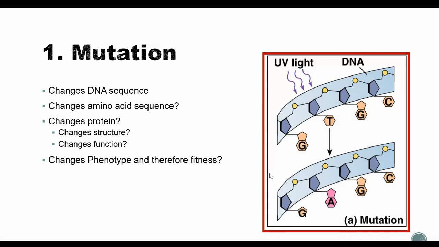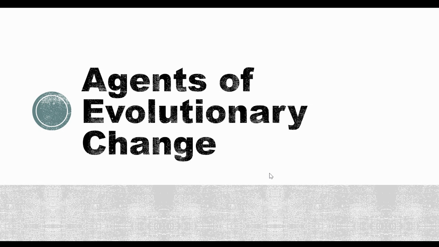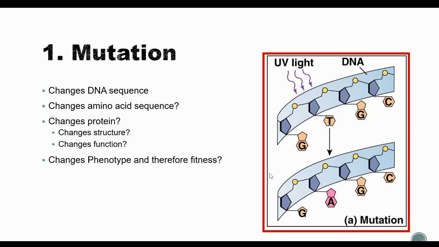All right, so today what we're going to talk about is agents of evolutionary change. You should be watching two videos today. The agents of evolutionary change. So we've got 5 main things we're going to talk about. So one is mutation. Now, mutation is any change in the DNA sequence.